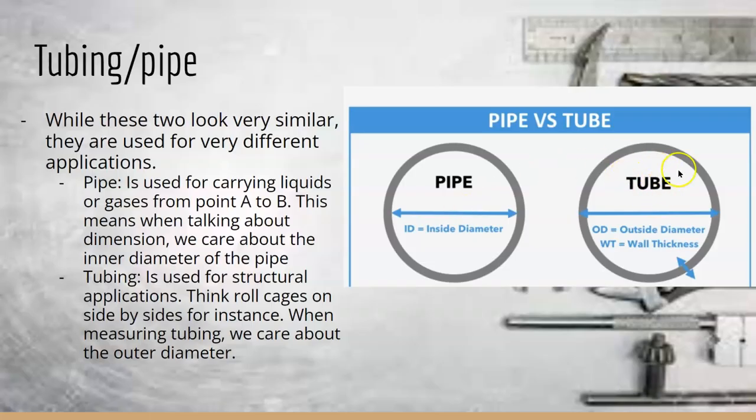The other thing with tubing is that you can get it in different wall thicknesses. Pipe, you can get in different thicknesses, but it's much more uniform when you go to order it. Where tube, you can get quite a variation in the thickness.